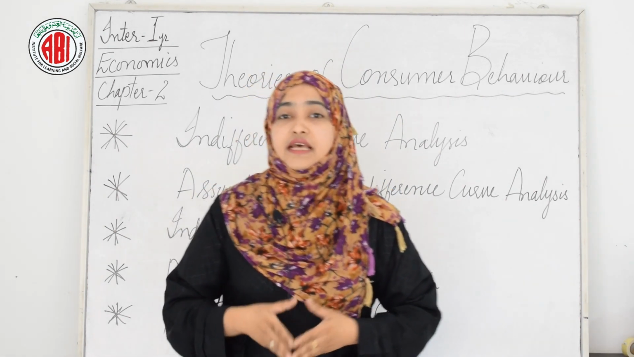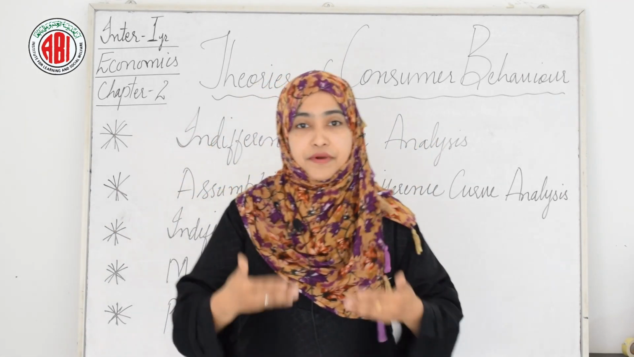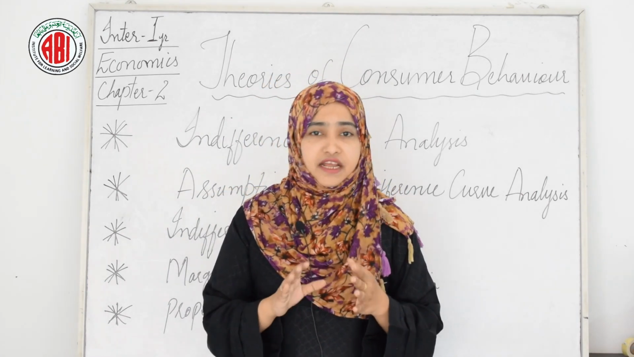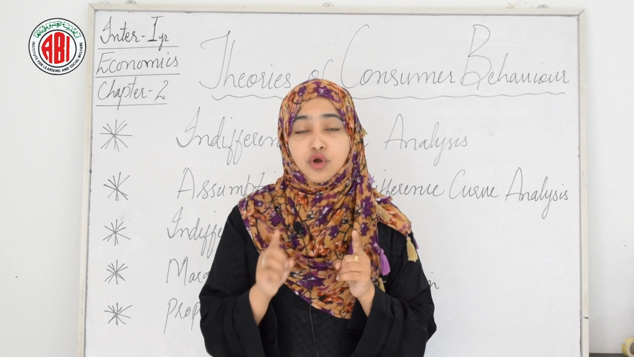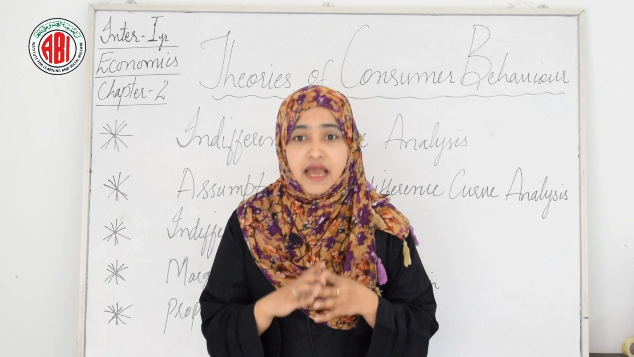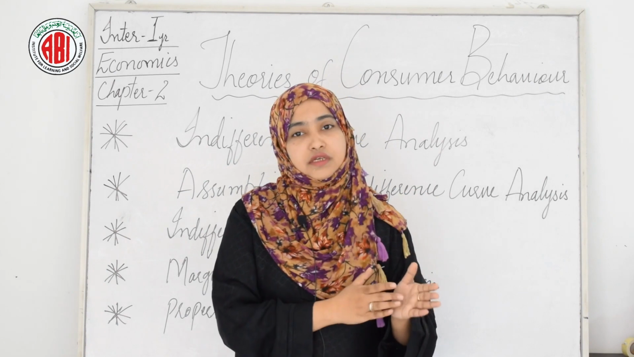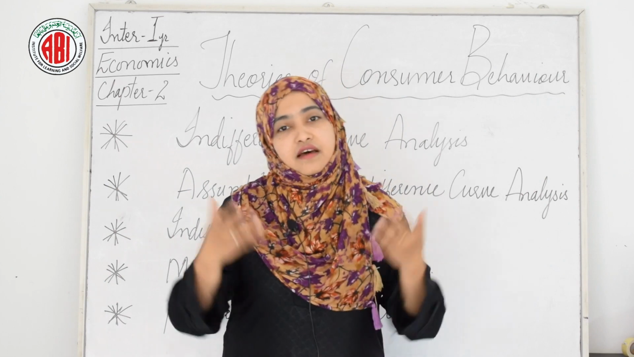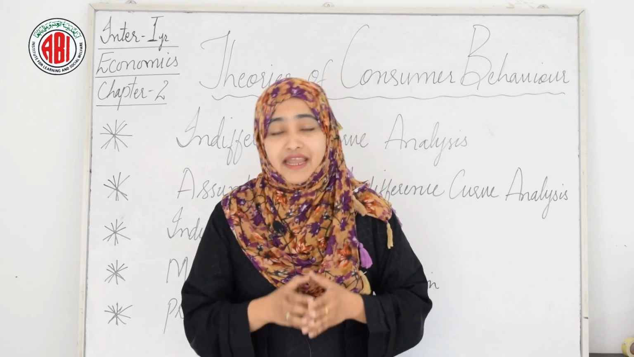Get it? The next property is that a higher indifference curve represents a higher level of satisfaction than a lower indifference curve. An IC to the right represents more satisfaction because the combinations lying on a higher IC contain more of either one or both goods. Similarly, an indifference curve to the left represents less satisfaction. Get it? All these are the properties of indifference curves.